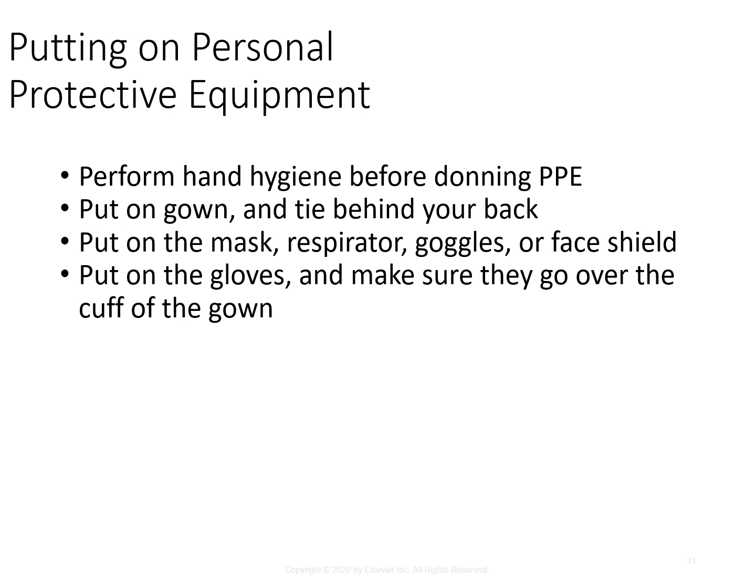Putting on the personal protective equipment. There is a brief procedure in the textbook that runs through this as well. But basically, what you're going to do first is, once again, wash your hands before putting anything on. You're going to put your gown on and tie it behind your back. You're going to put on your mask, respirator, goggles, or face shield, and then you're going to put on your gloves and make sure those gloves go over the cuffs of the gown, down by your wrist.